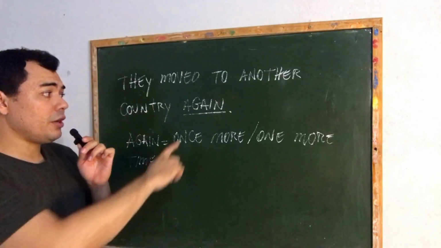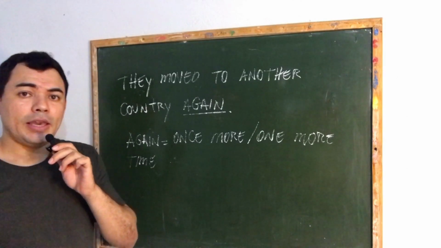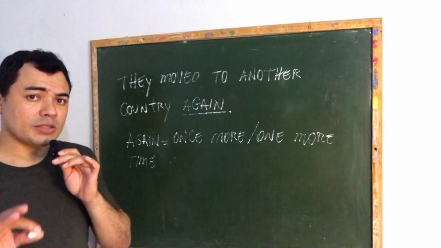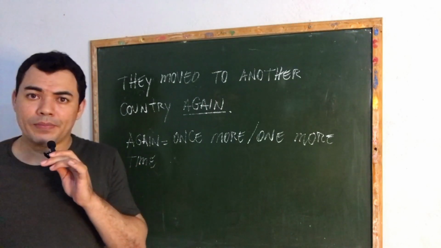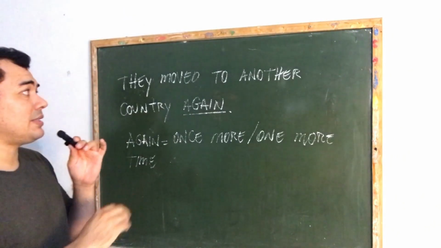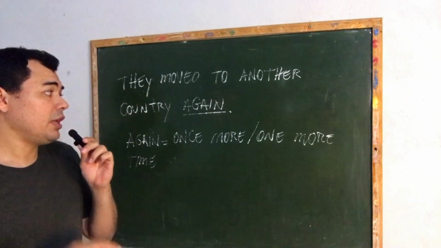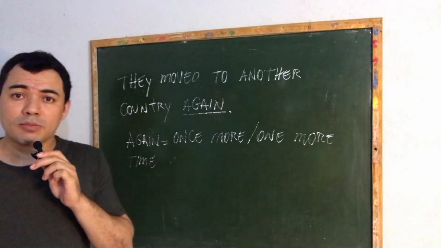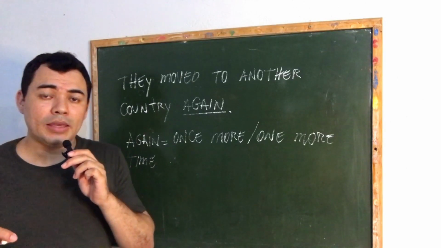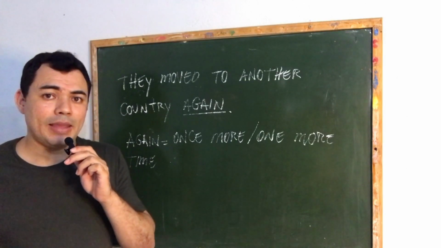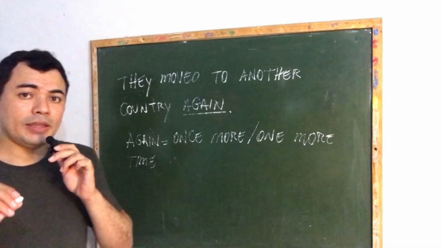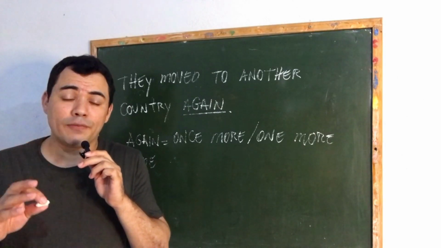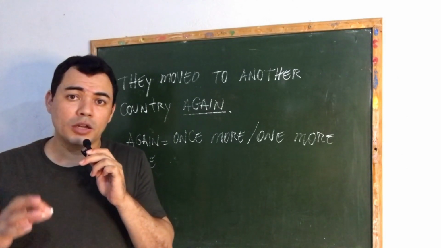So folks, here we have another linking word, and this word is again. Again means once more, one more time. As an example, we can say they moved to another country again. In other words, they moved to another country once more, one more time. It's all the same. And if they moved to another country again, it means it's not the first time they moved to another country.